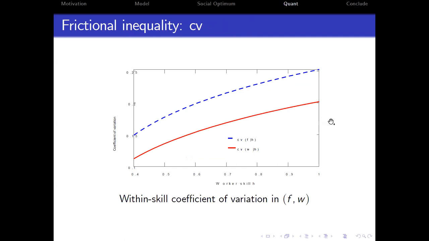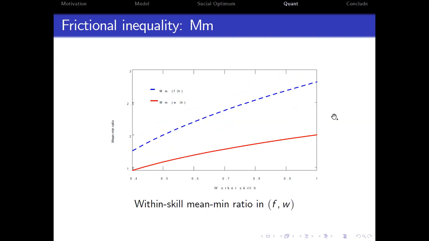Well, in terms of output, it is a little bit higher. If you look at these other measures like a mean ratio, it's gigantic. I mean, the mean ratio in wages, that's the red one here, is around 1.8. So it's quite large. Okay, so these are the two slides that I want to give.